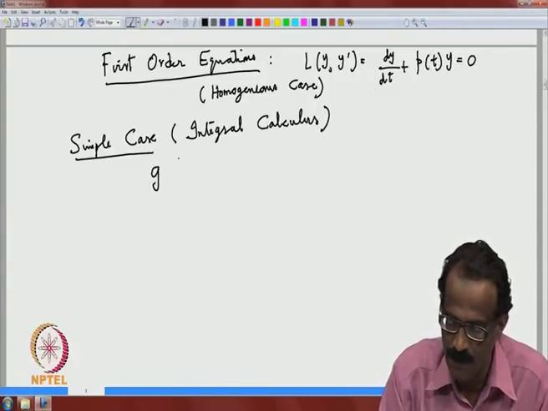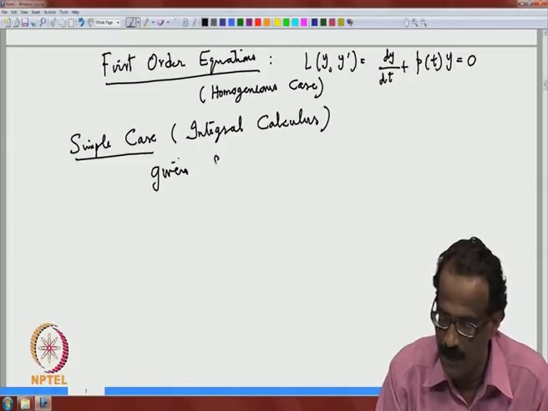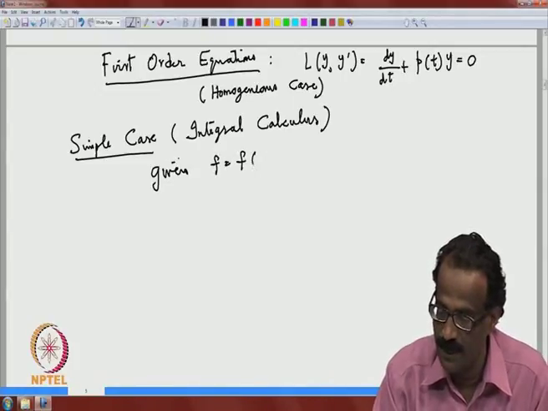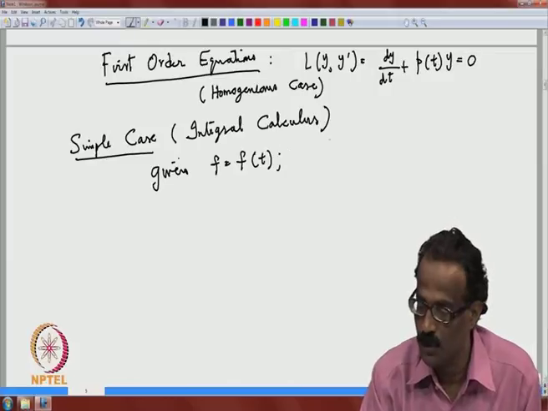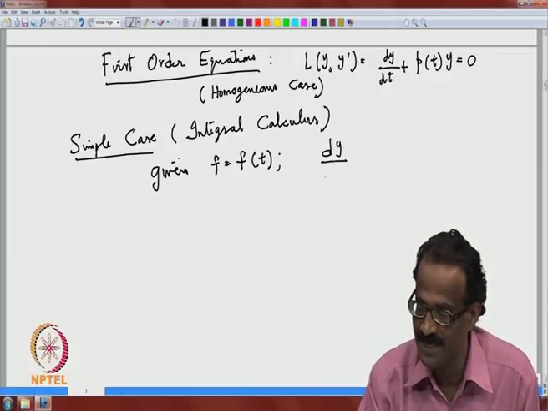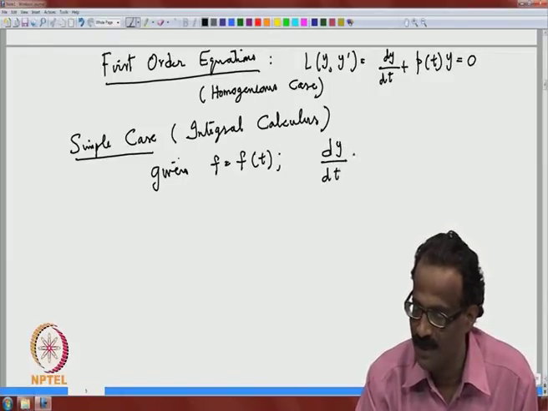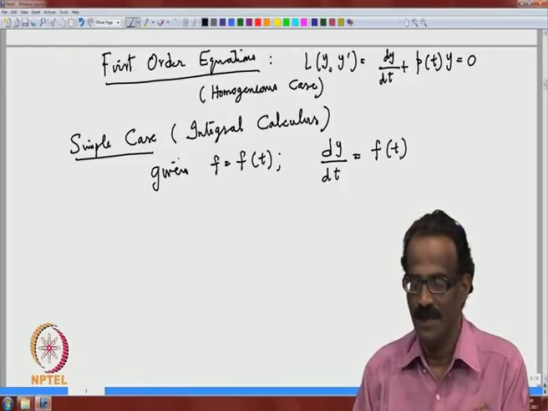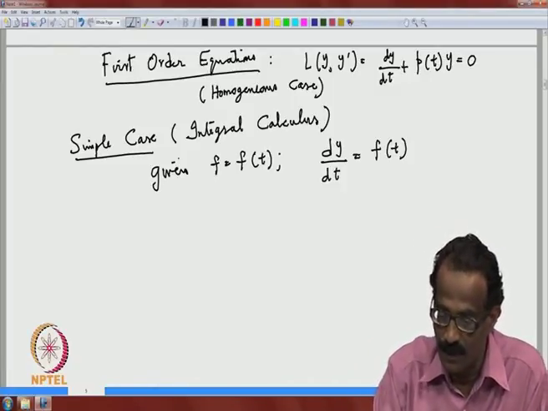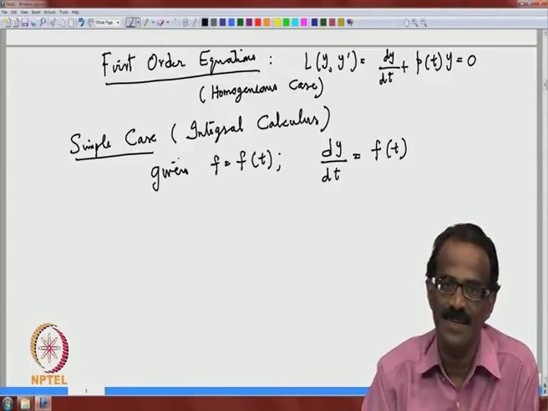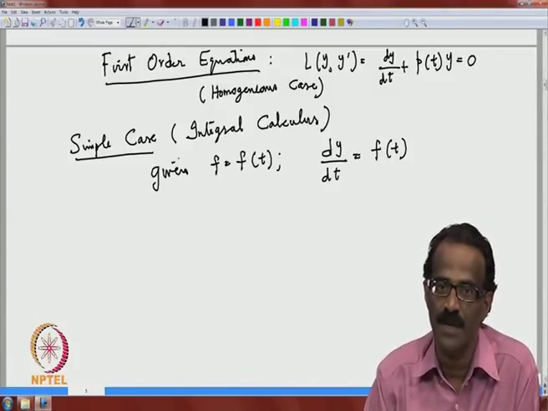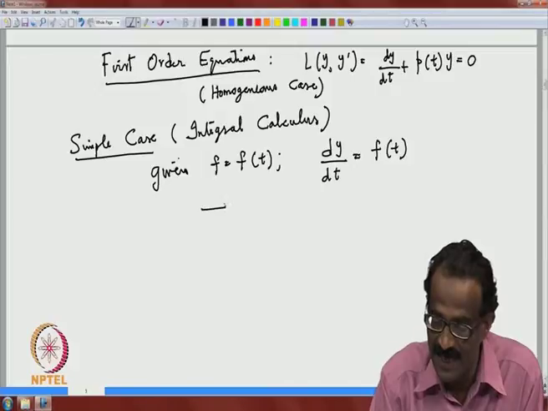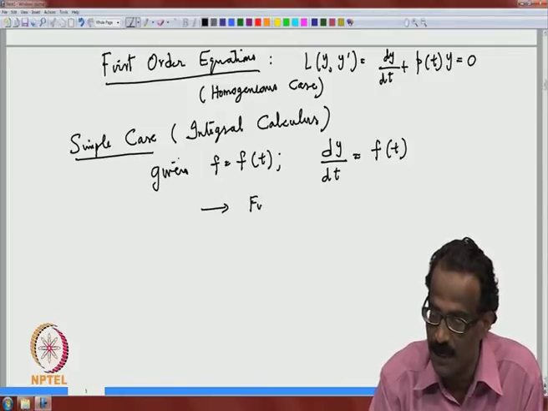Given f as a function of t alone, there is no y, you want to find the antiderivative, that all of you know: dy by dt is equal to f of t. You want to find the antiderivative. So, the solution to this is essentially the development of integral calculus, which ends with a famous theorem called the fundamental theorem of calculus.